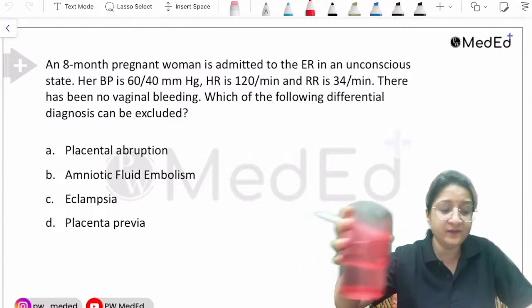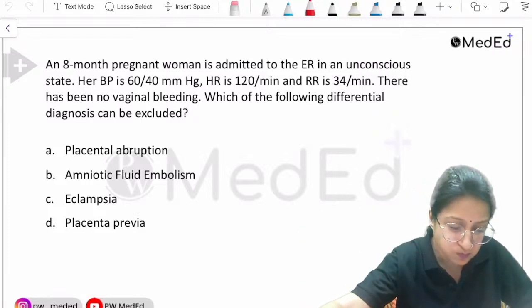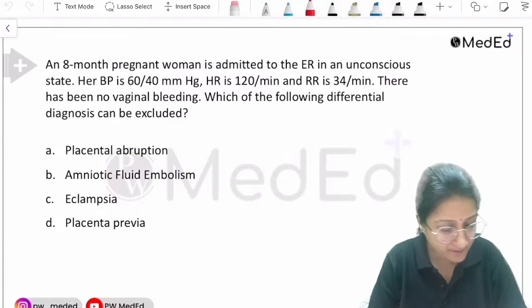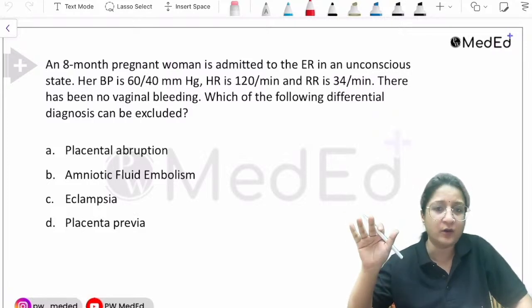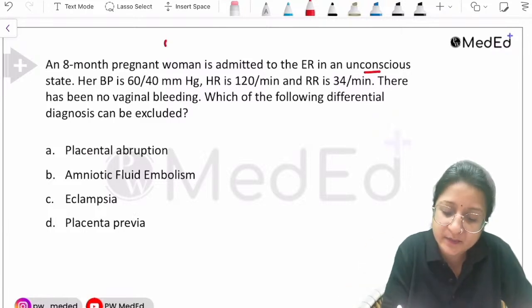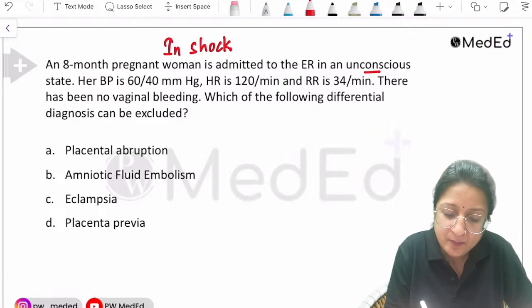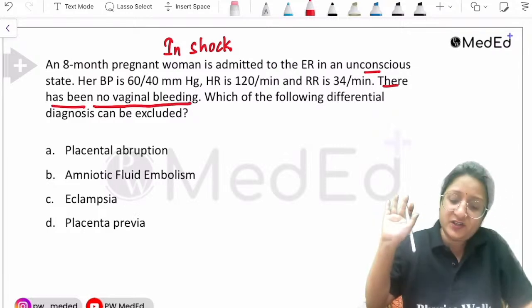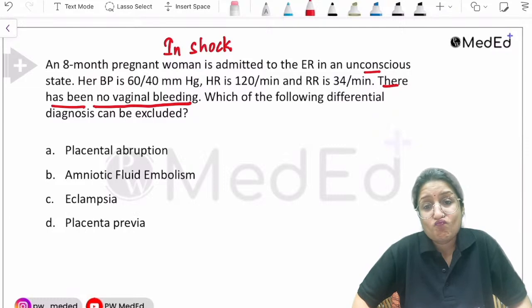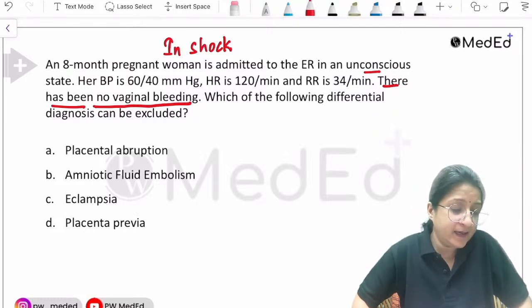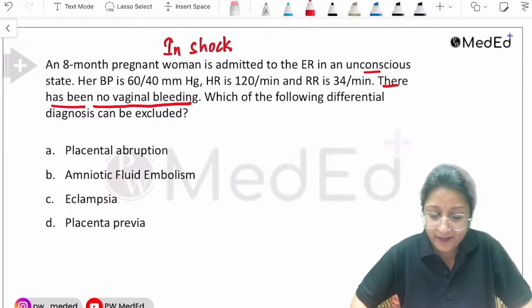Good evening, Zen Mode. We are doing this question. Anybody answering? Can be excluded. Matlab ye toh hai hi nahi. This is not the diagnosis at all. This is an unconscious patient with hemodynamic instability in shock, but there is no vaginal bleeding. Which diagnosis can be excluded? Think. Amar Surgeon, Bhavnesh Sagar, Sanat, think.